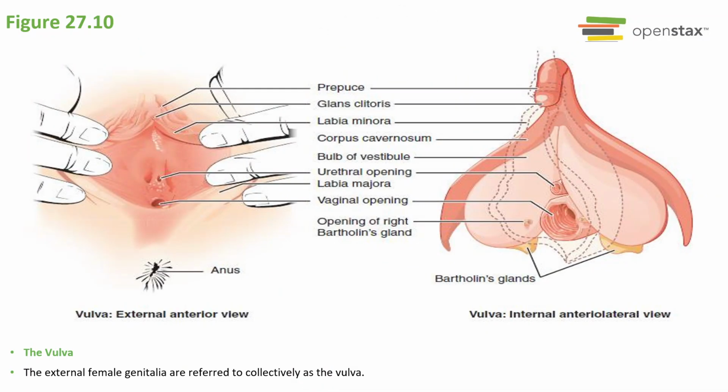Now, if we move on to this next slide, this is simply a slightly different angle, but looking at the external female genitalia, which is collectively referred to as the vulva. You are not responsible for all of these various terms listed on the slide here, just understanding and being able to distinguish between the vagina and the vulva.